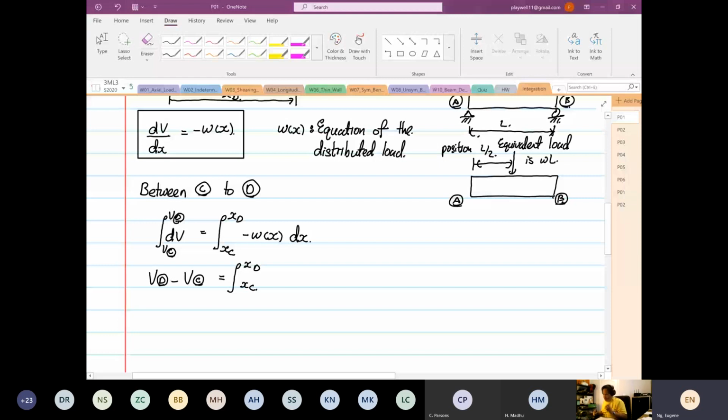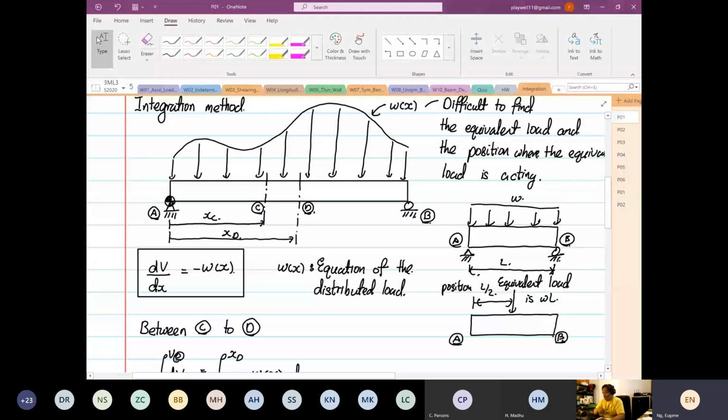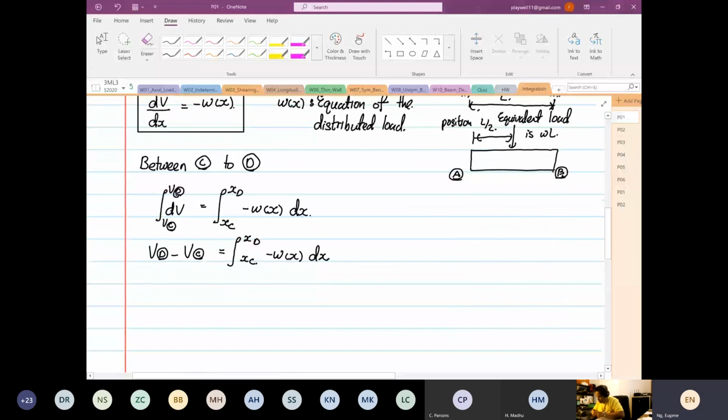What is very interesting about this is you don't need to find the reaction force at point A and point B. I repeat again, you will not need to find the reaction force at point A and point B. Now, there's a bit of a lag. I will try to make sure that when I show a diagram, the lag will not affect you. So now that is the expression for the shear force.